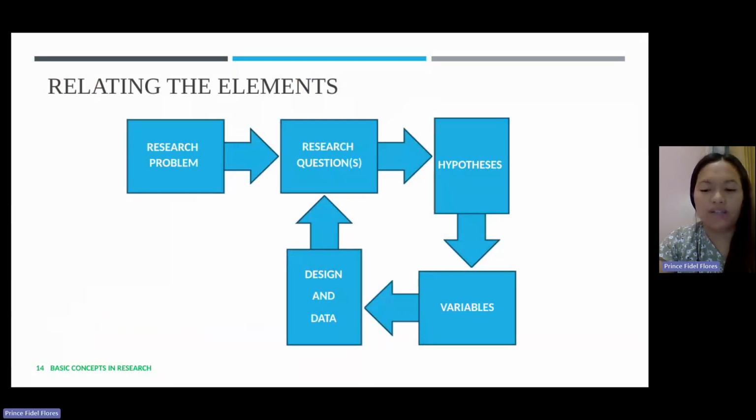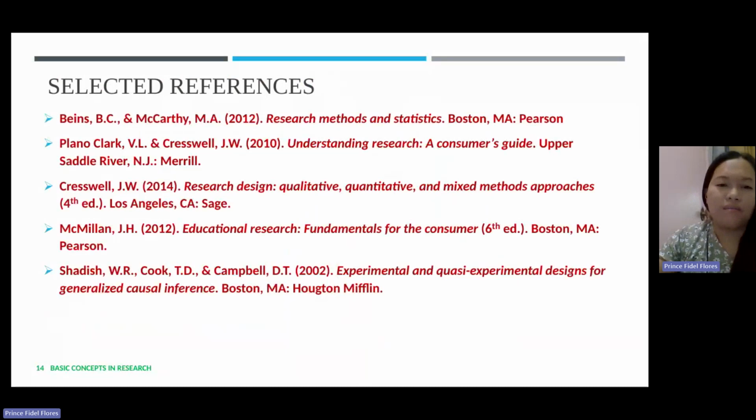Given our hypothesis, we select variables that will allow us to test and draw conclusions about the hypothesis. And ultimately, once we know what variables we're going to collect data on, we design the study and collect the data, which are used to answer the research questions. An important thing to keep in mind is that all the elements of a research project are connected, but they're also fluid. And these are the references of my presentation.